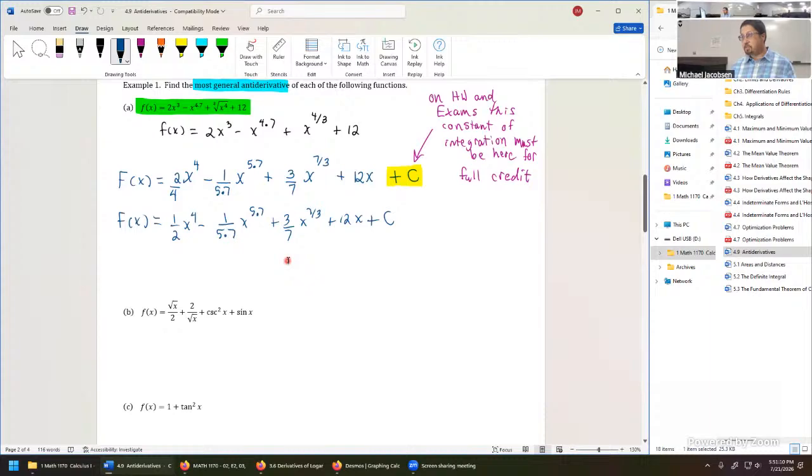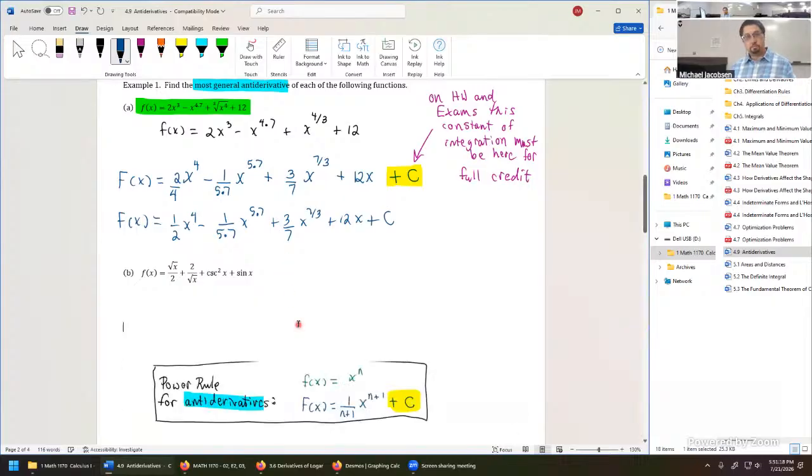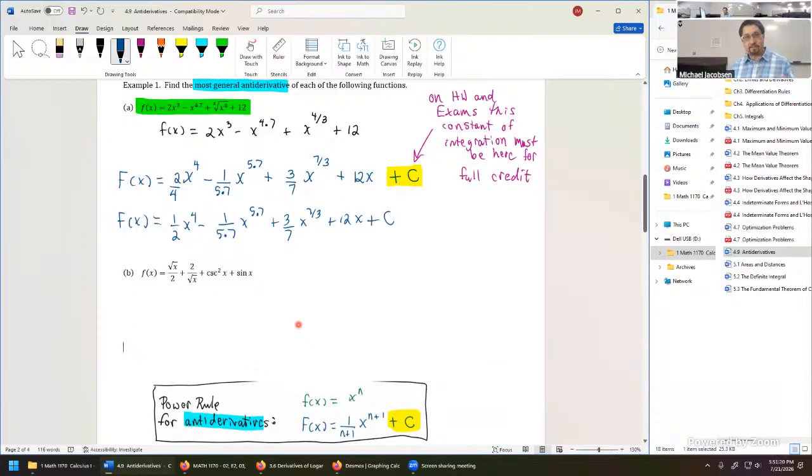This one is similar as before. There's a mixture of power functions as well as trig functions. Here's our power rule in reverse, just for easy reference as we're going. And just like in the last problem, probably the first thing we should do is try to clean this up algebraically as much as possible.